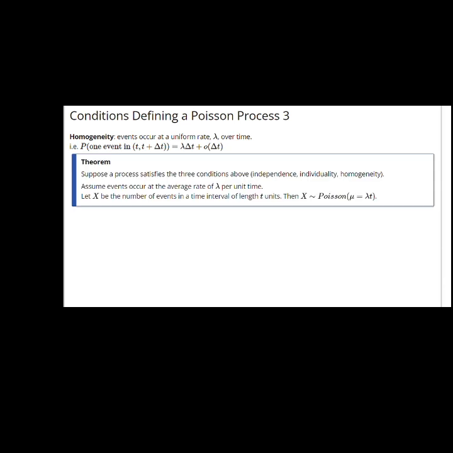There's a theorem which says that whenever these three conditions, independence, individuality, and homogeneity, are satisfied for a process, then we can refer to this process as a Poisson process. If we count x, the number of events in a time interval of length t units, then x will have a Poisson distribution with parameter mu equals lambda t. It's the rate parameter times the length of the interval.